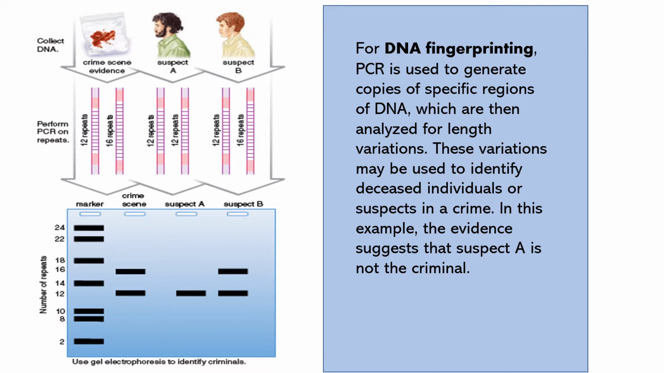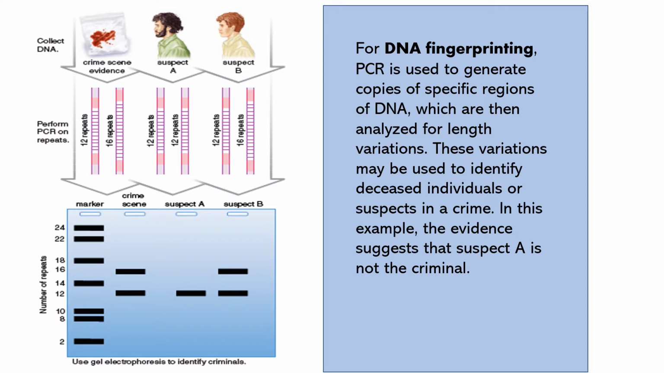So as you can see here in the figure, for example, we collected a sample at the crime scene and we have evidence, for example this blood. From the blood, we can extract the DNA, and then, for example, we have two suspects.